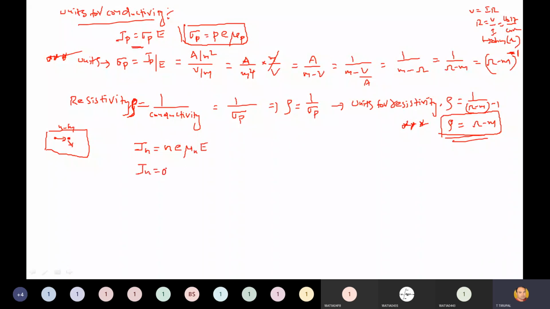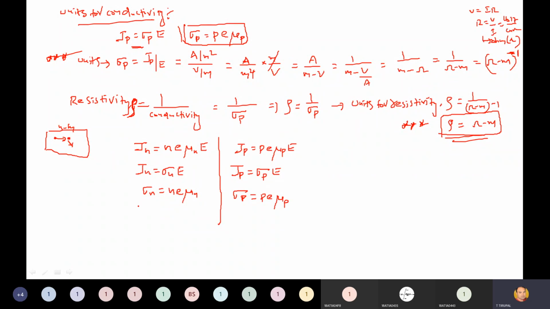Jn can be written as sigma n into capital E. What is the formula for sigma n? Sigma n is equal to Ne mu n, where mu n is called mobility of electrons. Sigma n is conductivity of electrons. Likewise, you can write this for P-type also. Jp is equal to Pe mu P into capital E. Jp is equal to sigma P into capital E, where sigma P is equal to Pe mu P.